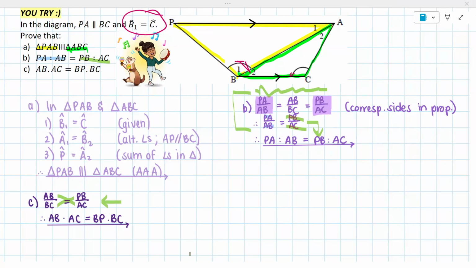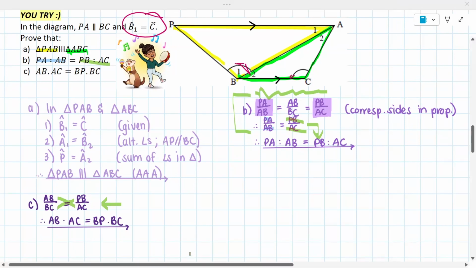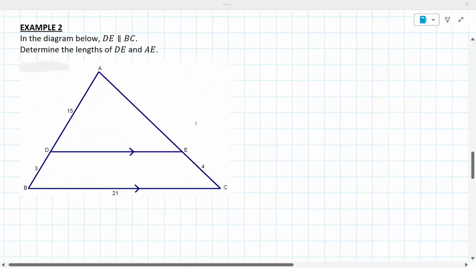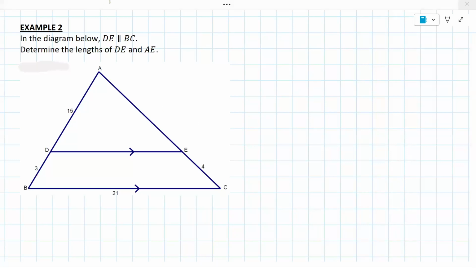So guys, the next example is a little more like what we can expect come tests and exams, because obviously we're not solely looking at similarity, we're going to incorporate proportion, but this is where this idea starts to come in. So we have been given a triangle ABC, and we've been told below DE is parallel to BC. Determine the lengths of DE and AE.